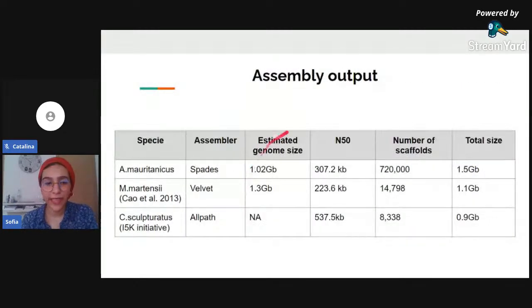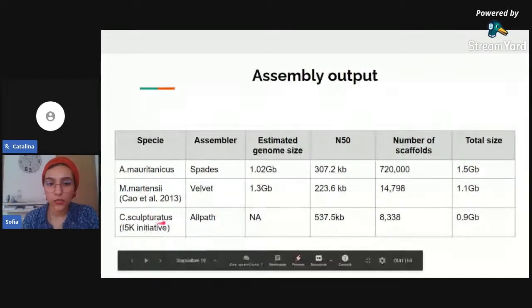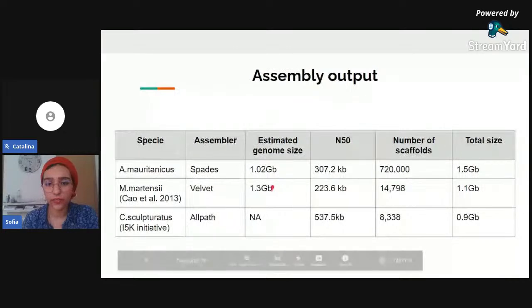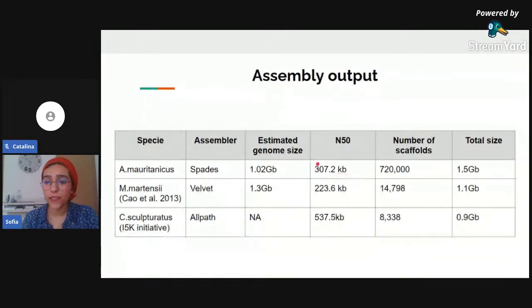Coming to our assembly output, we have here our scorpion genome assembled with SPAdes, and here are two other scorpions that were done. The estimated genome, as you can see here, is very near to the other one done with Velvet. The N50 for us is higher. The number of scaffolds also is higher. The total size we found is 1.5 gigabase, which is 50% higher than the estimated genome size.